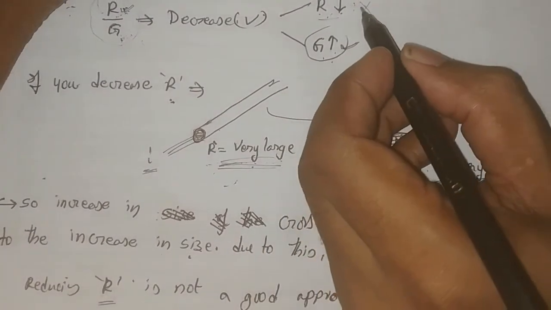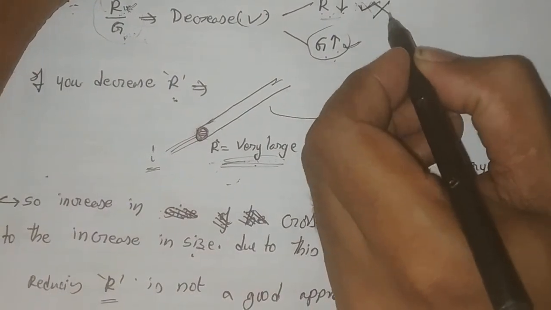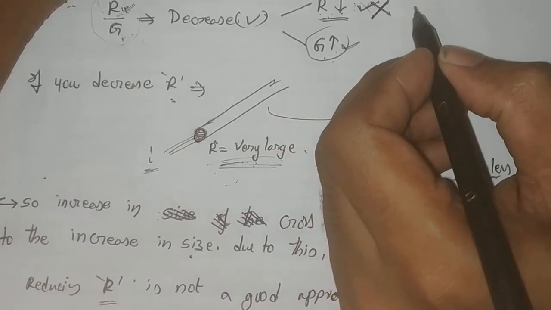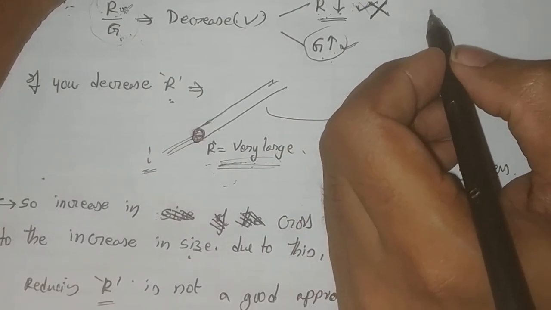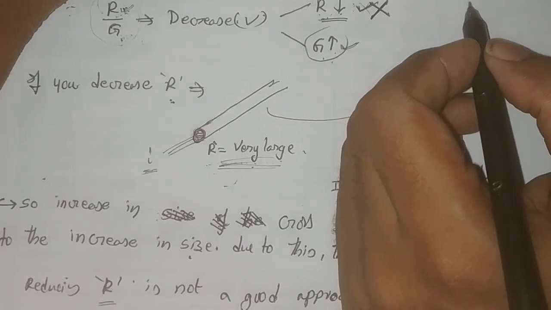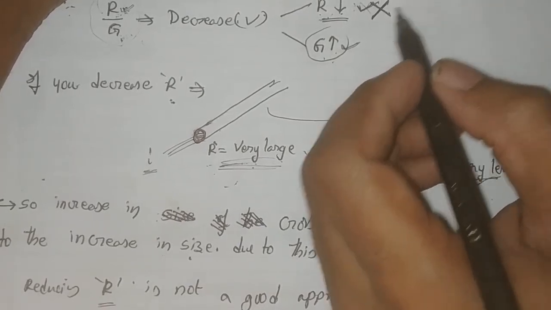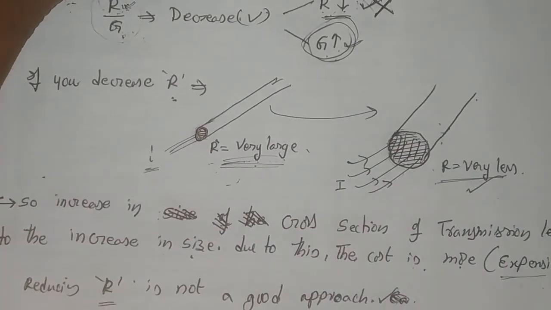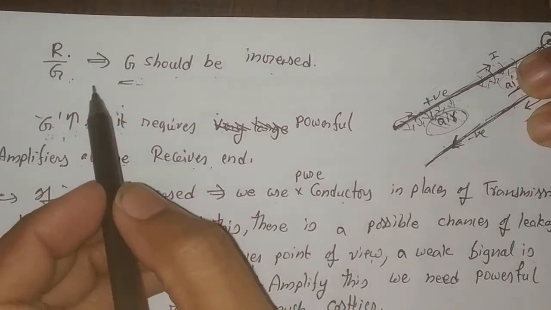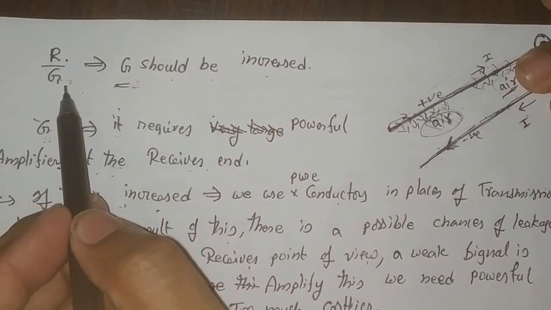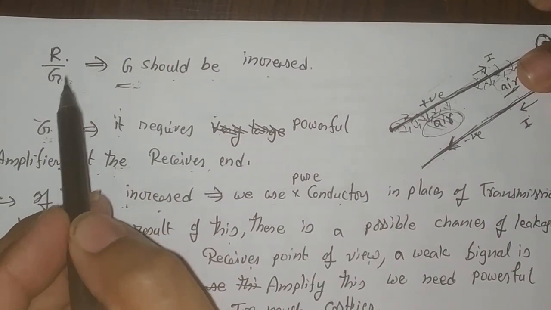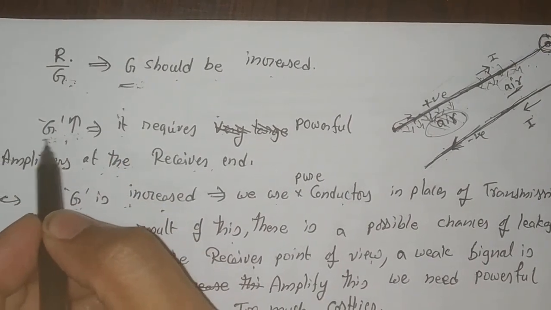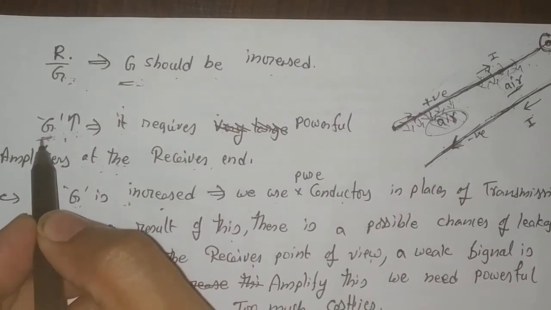Therefore, reducing the value of R is not exactly a good approach, because reducing the R value increases the cross section of the transmission line. If the cross section is increased, the lines are costlier. Therefore, we can have another choice. That choice is capital G. So you have to increase the G value. If G increases, then the entire R by G decreases. So now our main objective is to increase the G value.